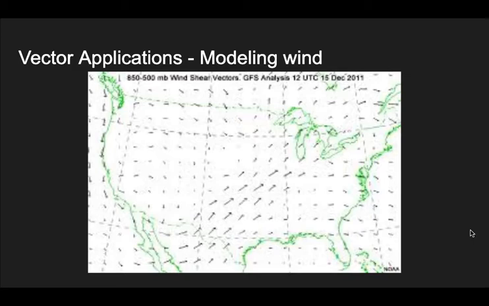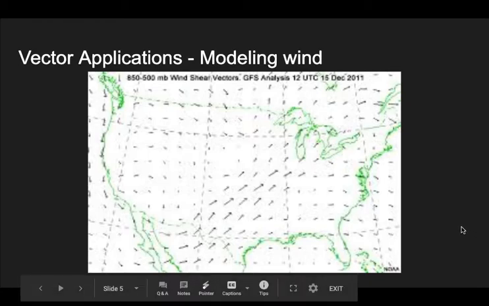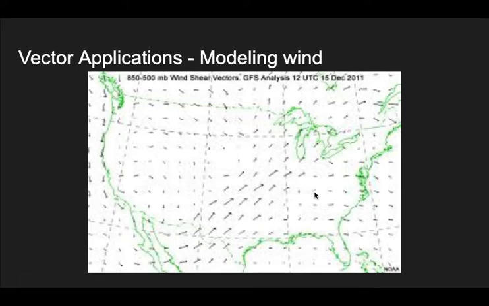We use vectors all the time with modeling things. So this maybe is something you've seen on a weather report, but it has wind speeds. And so remember, vectors give magnitude and direction. So you can see somewhere here has a larger vector than maybe here. So the wind is stronger, and it gives us an idea of which direction the wind is blowing.